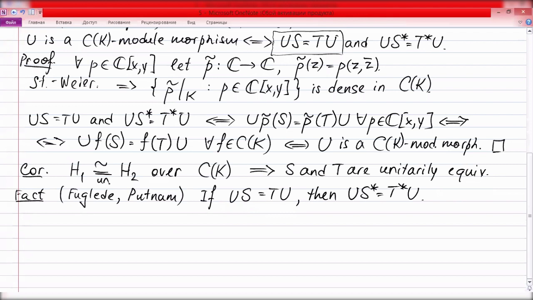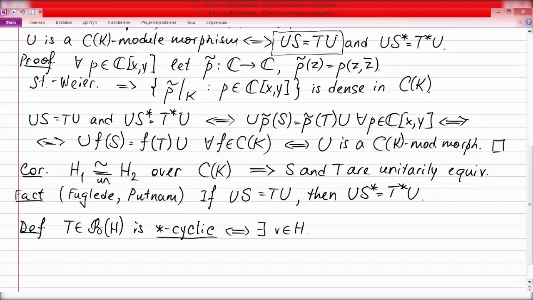Okay, let's now introduce star cyclic operators in Hilbert space. We have the following definition. We say that the bounded linear operator T on the Hilbert space H is star cyclic if there exists a vector v in H such that the following subspace of H, the linear span of all elements of the following form, where m and n are non-negative integers, is dense in H.